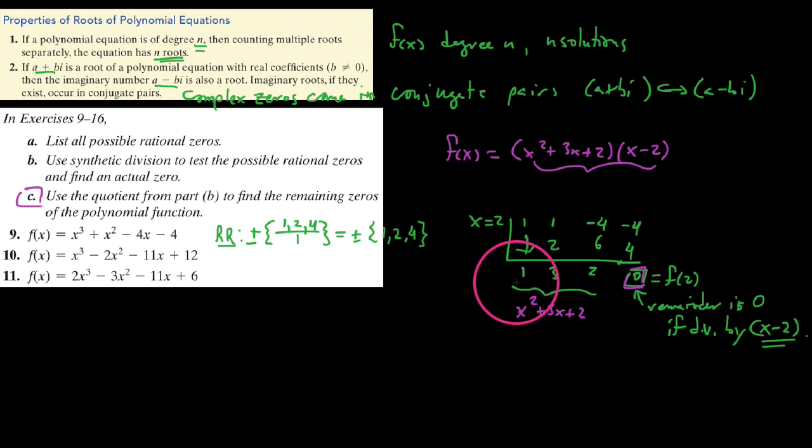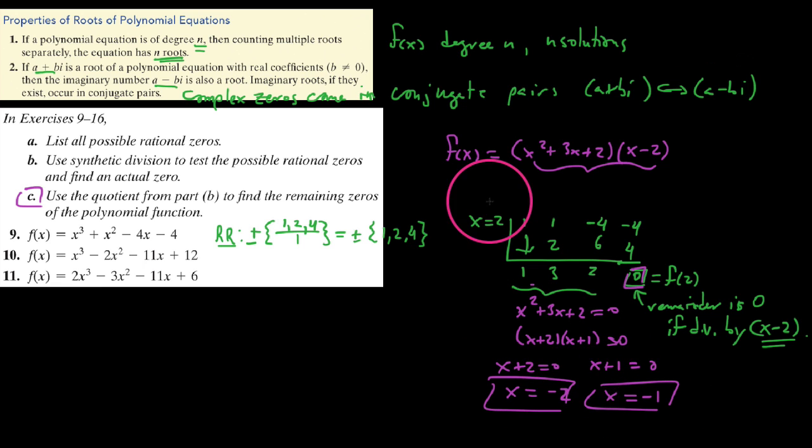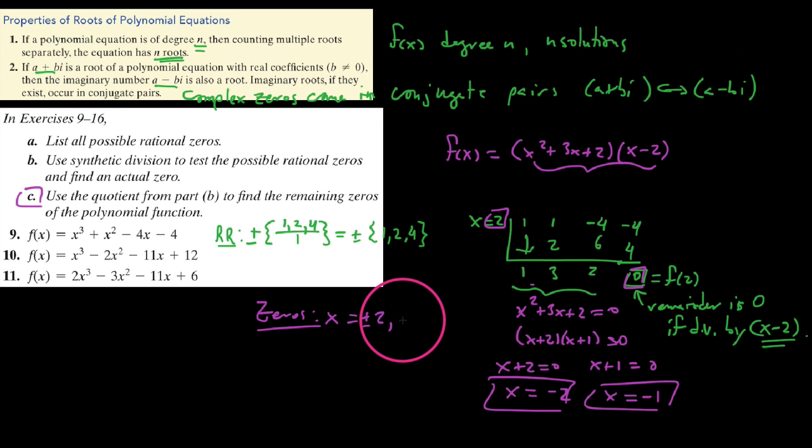Once you do that, take the leftover quotient, set it equal to 0 and solve it. In this case, we can solve it by factoring: x plus 2 times x plus 1. Setting these factors equal to 0, x plus 2 equals 0 or x plus 1 equals 0, we get x equals -2 and x equals -1. So we found 3 zeros: -2 and -1, and then 2 up here. We say our zeros, or roots, are x equals 2, -2, and -1.